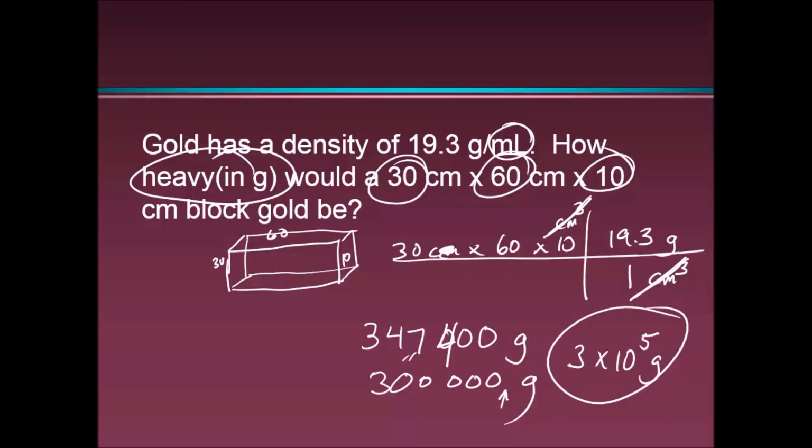Be careful with significant digits. Any questions? Morgan? No? Yes? Because if you round up to 350,000, how many sig digs would you have then? 2. But you only have 1 here, 1 here.